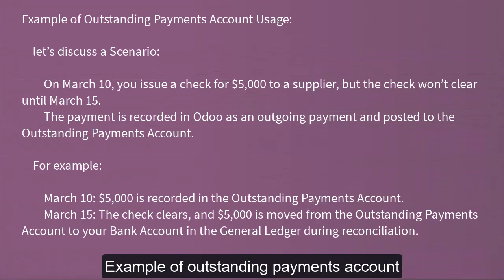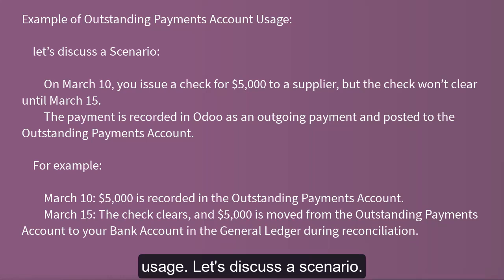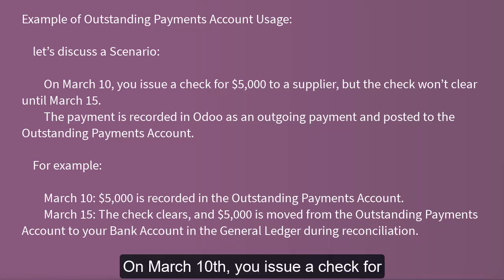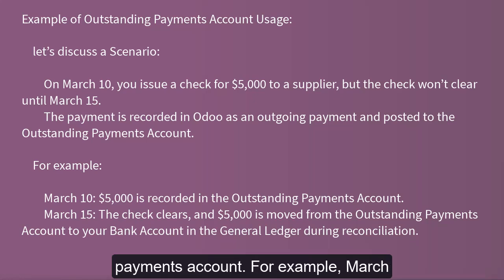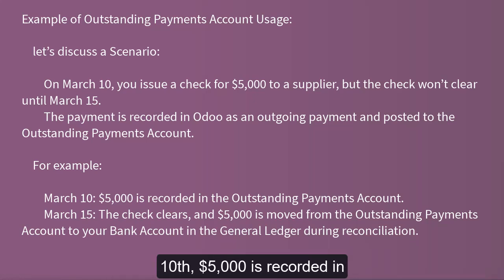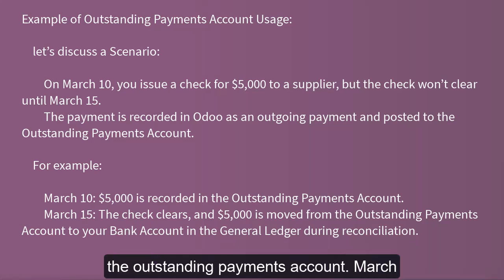Example of Outstanding Payments Account usage. Let's discuss a scenario. On March 10th, you issue a check for $5,000 to a supplier, but the check won't clear until March 15th. The payment is recorded in Odoo as an outgoing payment and posted to the Outstanding Payments account. For example, March 10th, $5,000 is recorded in the Outstanding Payments account.